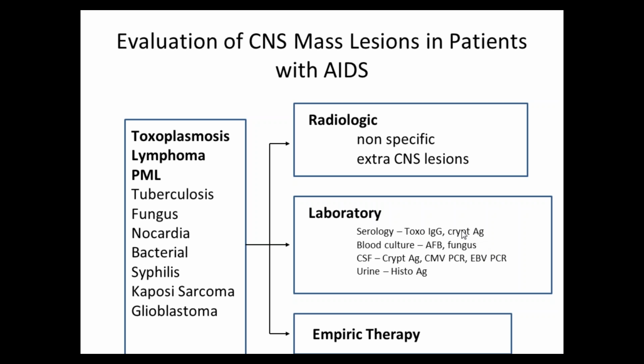Then you go look for a wide variety of other things. You get a cryptococcal meningitis. You look to see if they have AFB. You can look for histoplasmosis. But a lot of times what it really comes down to is this, is empiric therapy.